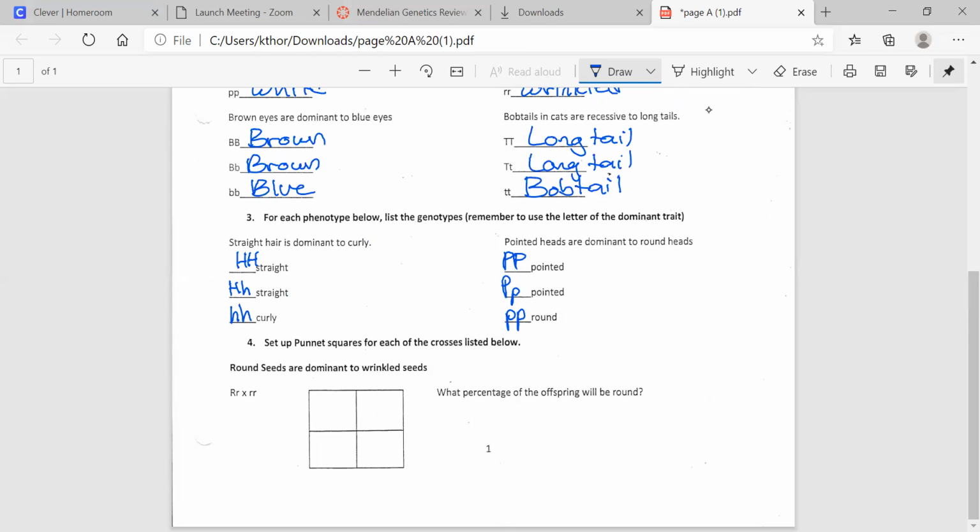Number 4, set up Punnett squares for each of the crosses listed below. Round seeds are dominant to wrinkled seeds. It does not matter where you put a parent. It'll all turn out the same in the end. What percentage of the offspring will be round? Now, I want to clarify that. What percentage of the offspring are expected to be round? We would say 50%. And that would be these two. Okay, there's page 1. Let's move on to page 2.